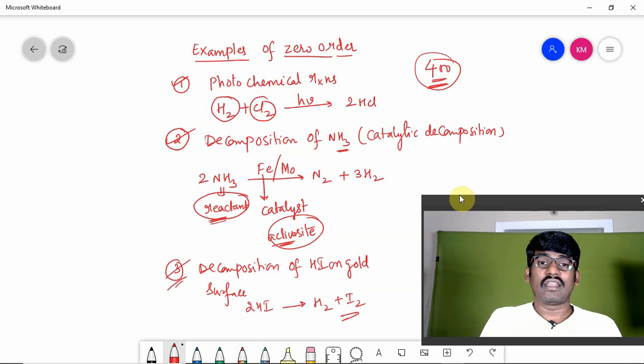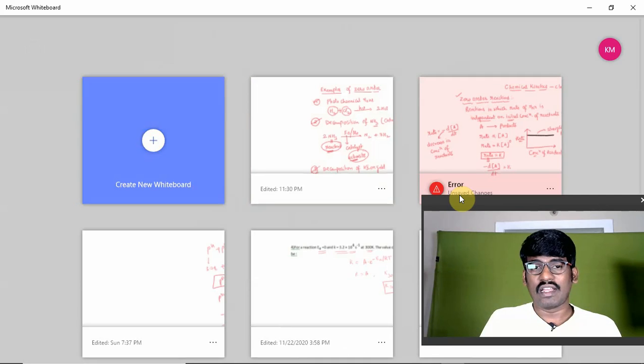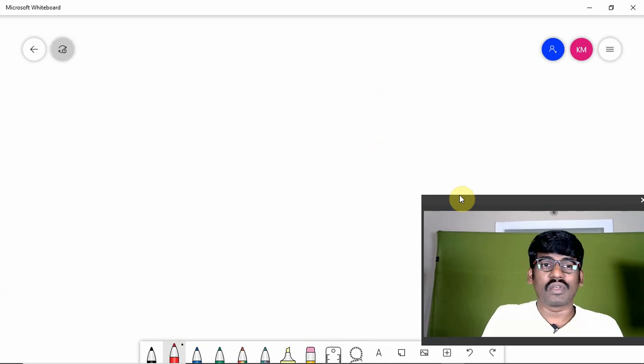Now, generally for PU exams they will ask you the integrated rate equation for a zero order reaction. It's a very important question for the PU examination.